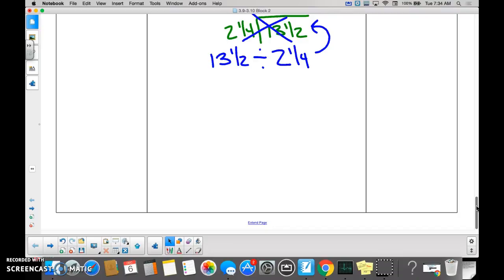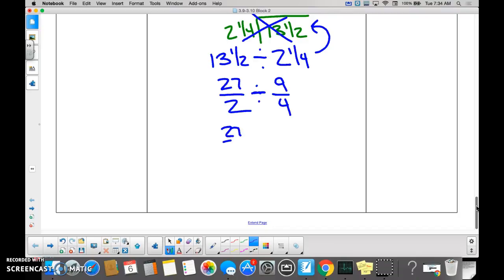So ding, ding, ding, in your head you have an alarm going off. 13 1/2, 2 1/4 are mixed numbers. We need to convert them into impropers. So 13 1/2 becomes 27 halves. We're going to divide that by 9/4. Again, ding, ding, ding, an alarm going off in your head. You can never divide fractions. It goes to your saying, when dividing fractions, flip the second and multiply.